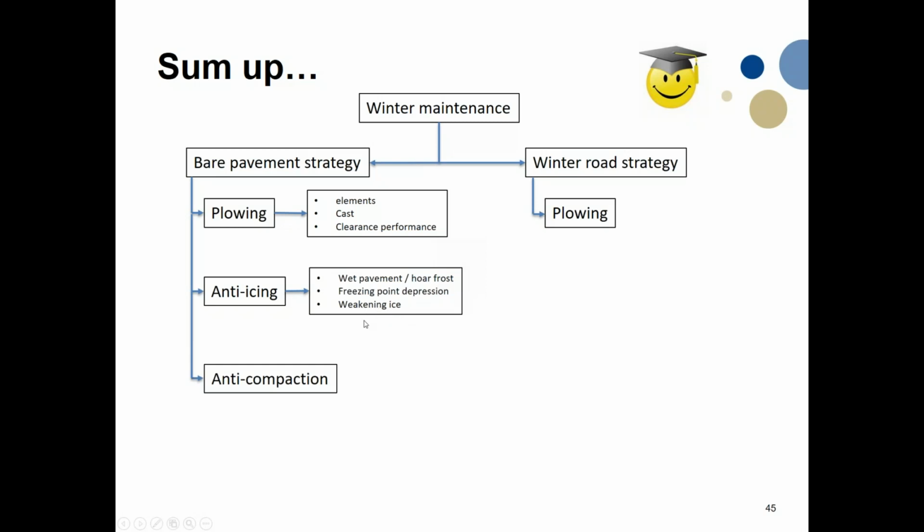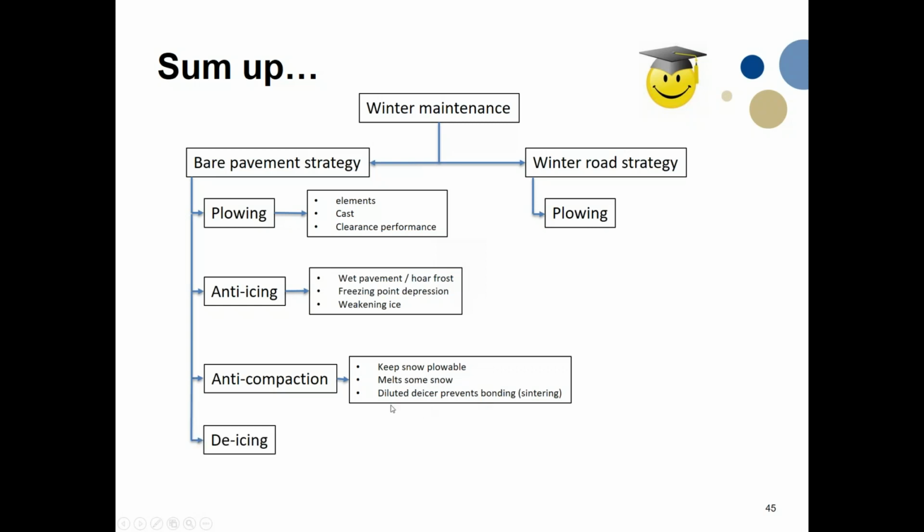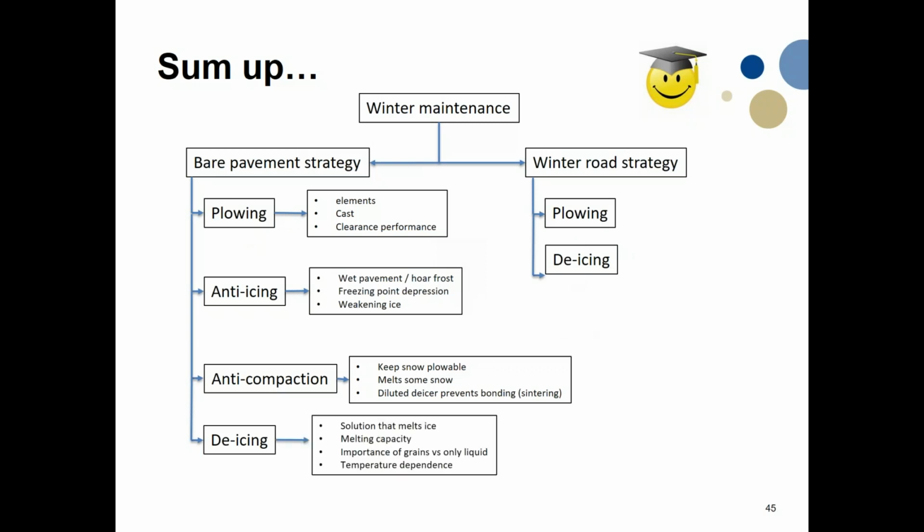Then we talked about anti-compaction, which is basically keeping the snow plowable. We melt some snow that dilutes the de-icer, and it's the diluted de-icer that prevents the bonding and keeps the snow plowable. And then we went into de-icing, which is part of a bare pavement strategy, but also can be done in a winter road strategy when you want to convert or at the end of the season. And here it is mainly the solution of a chemical in water that melts the ice, that's what makes it attractive.